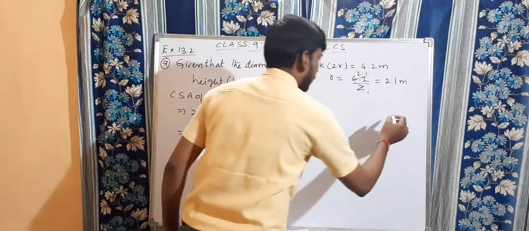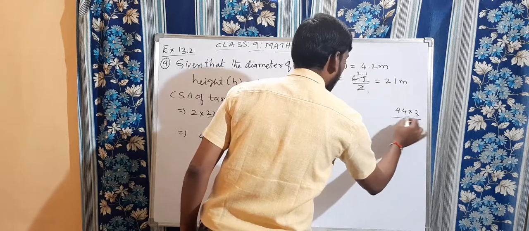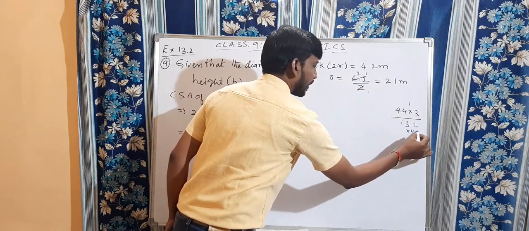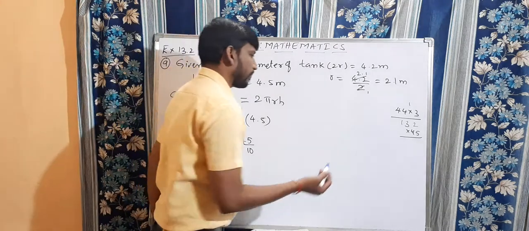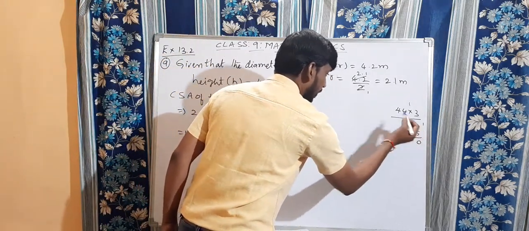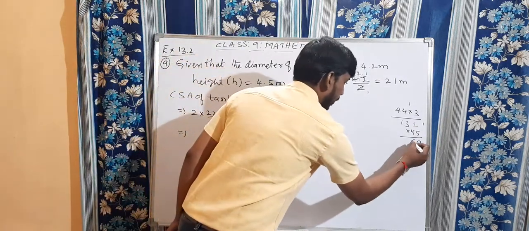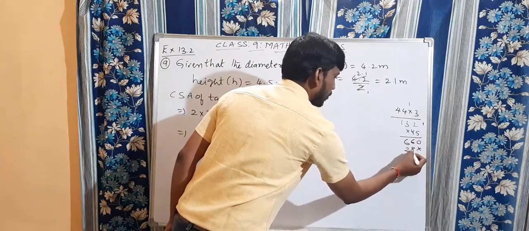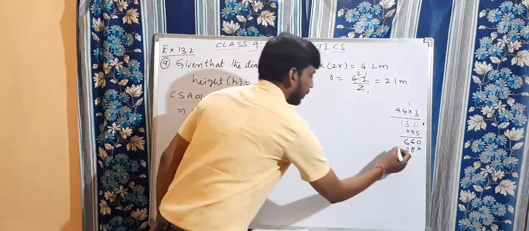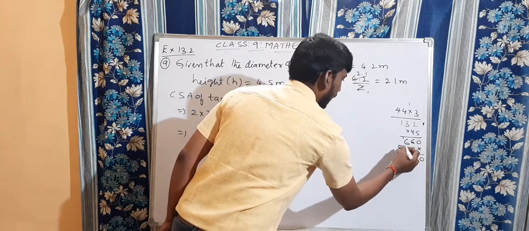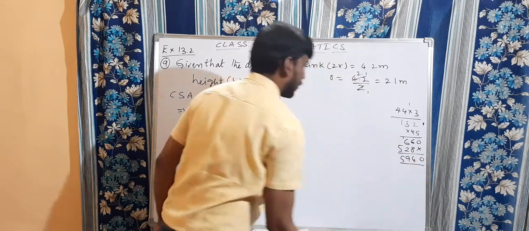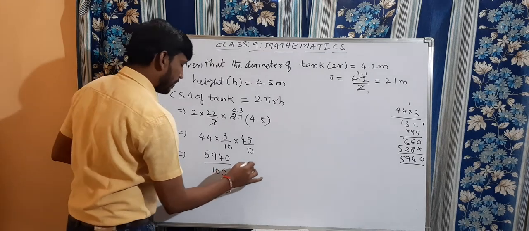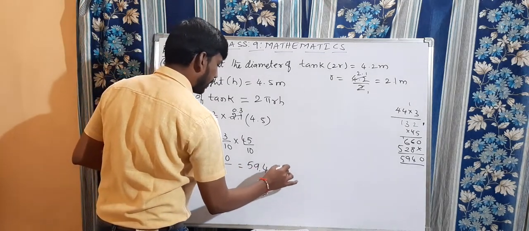So you will get, I'm going to multiply here, 44 into 3, which is 3 4s are 12, 2 here 1 carry over, 12 plus 132, which is into 45. 132 into 45 also we need to find out. 5 2s are 10, 5 3s are 15 plus 1 is 16, 1 carry over, 5 1s are 5 plus 1 is 6 here. Now into 4: 4 2s are 8, 4 3s are 12, 1 carry over, 4 1s are 4 plus 1 is 5. So which implies 5940 divided by 100, which is nothing but 59.4 meter square.